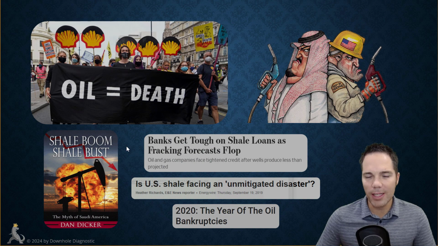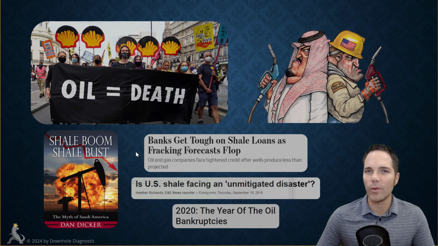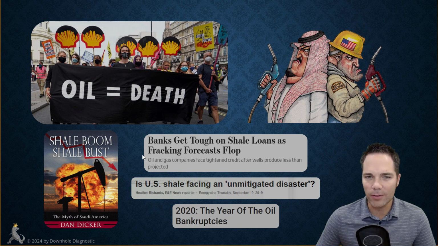So here's some images I took during the pandemic. Shale boom, shale bust. Banks get tough on shale loans as fracking forecast flop. And this was actually a big problem where there were big promises of how much oil was going to be produced from some of these unconventional shale wells that did not pan out. And so companies have gotten better at deploying their capital and not overextending themselves since then. But is the U.S. shale facing an unmitigated disaster? In 2020, the year of oil bankruptcies.